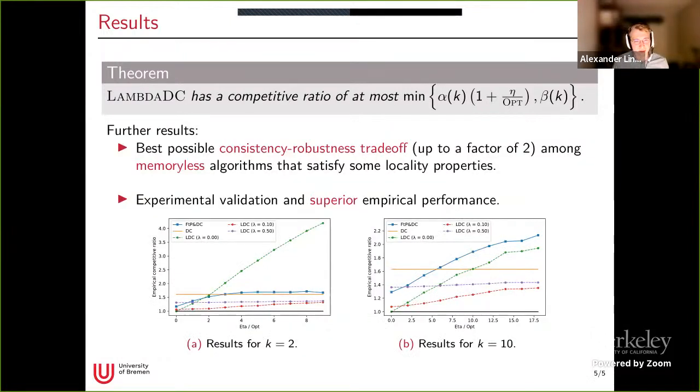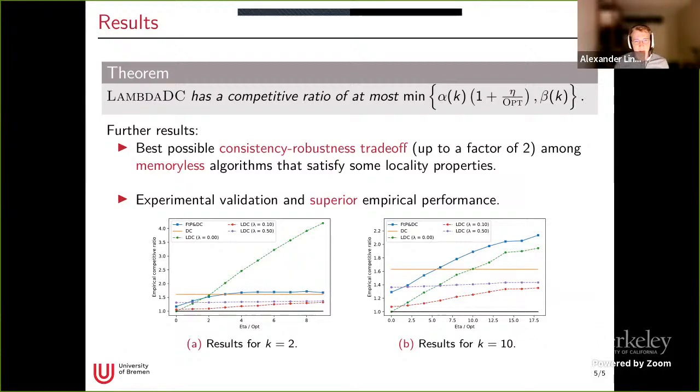And further results of our work are a best possible consistency robustness trade-off among all memoryless algorithms that satisfy a locality property, which means that any memoryless algorithm which is in range of a factor 2 of our consistency has to have at least the robustness of our algorithm. This is a kind of lower bound.